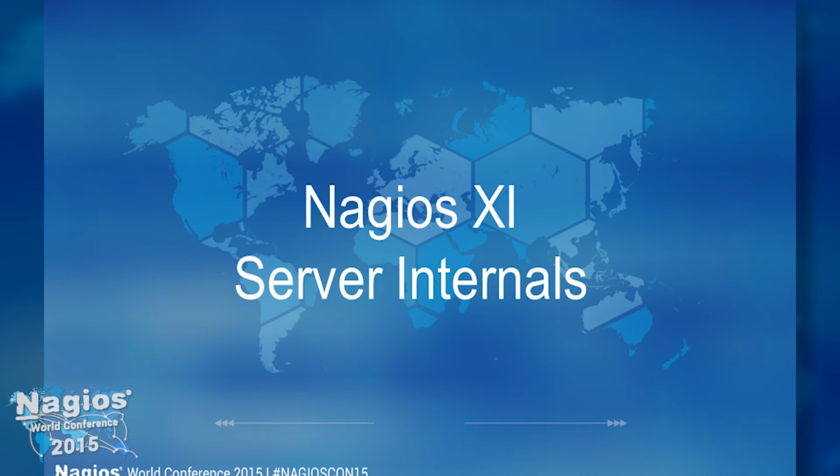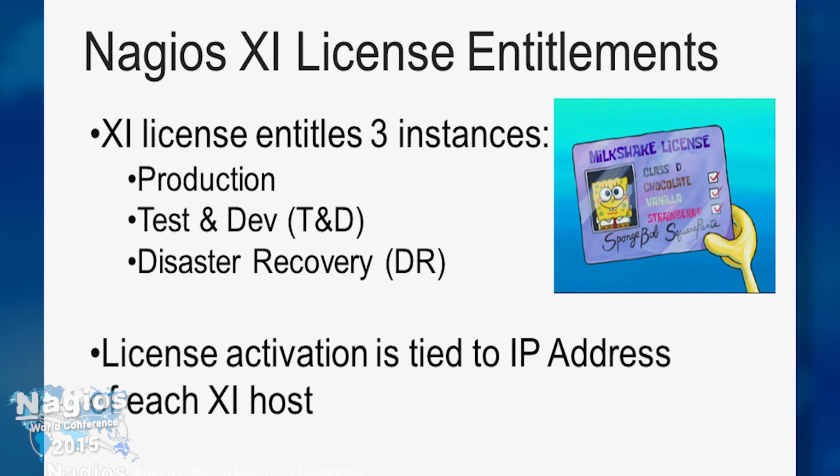So I'm going to first start off with the XI server internals themselves. Starting off with license entitlements. So when you purchase your copy of XI, what do you actually get? You can use that license on 3 running instances of XI. You can have a production machine, and that is the one that is allowed to do all of the actual monitoring and the alerting. Your test and dev and your disaster recovery instances are allowed to run and be activated, but they're not really allowed to do any monitoring.